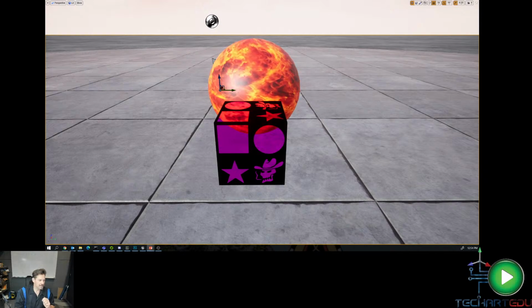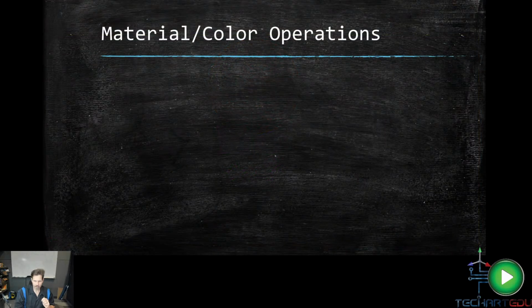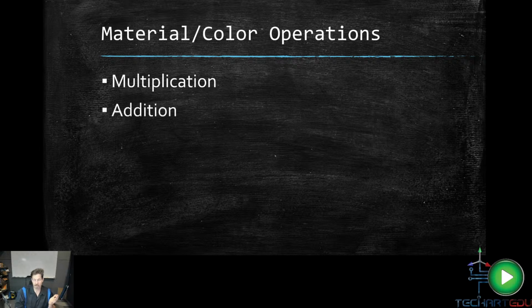Okay, now let's talk about the basic material operations that you're going to deal with. Okay, so we have the multiplication. When you multiply two colors, what happens? They're going to get darker with each other. What happens when you have addition together? Then they're going to get brighter no matter what.